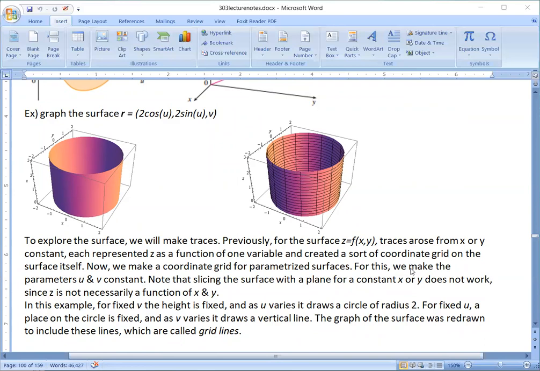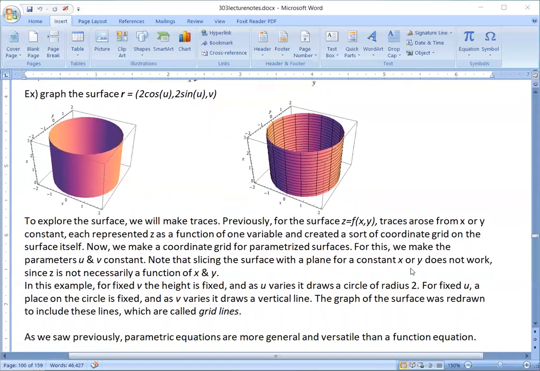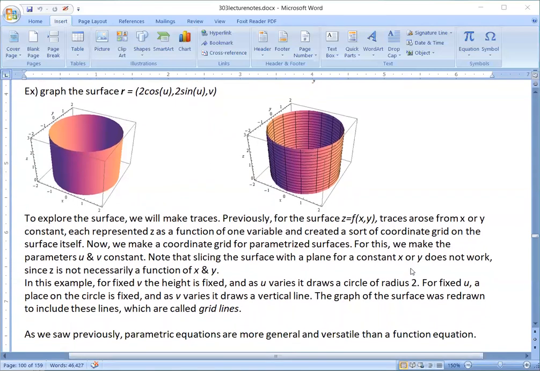Next, what if u is fixed? If u is fixed, you can think of it as being at a specific point on that circle, and then as v varies, basically the height changes. And so that gives you the vertical lines. Previously we've called these traces. Typically for parameterized surfaces, they're called grid lines. And of course, as we know and as we see again here, parametric equations are more general and more versatile than a function equation.